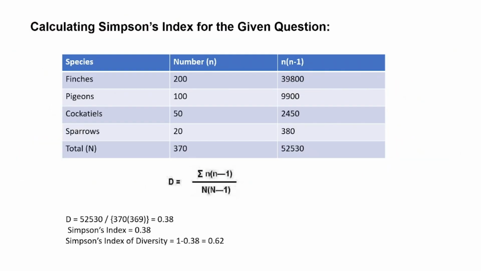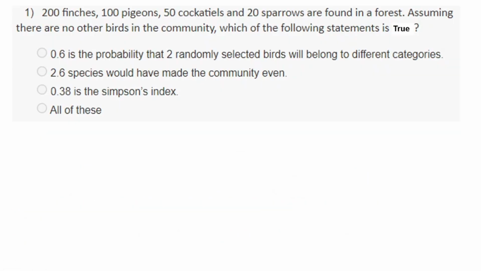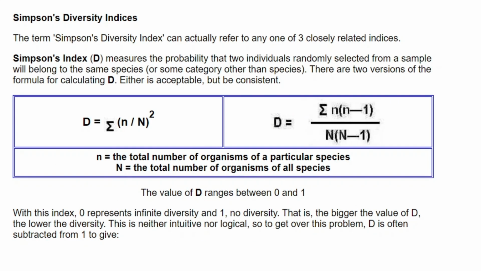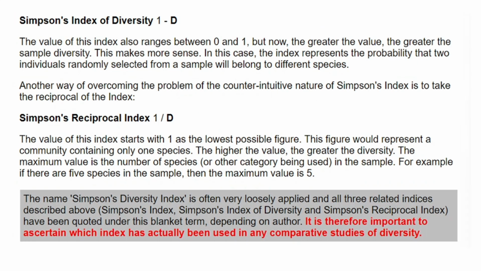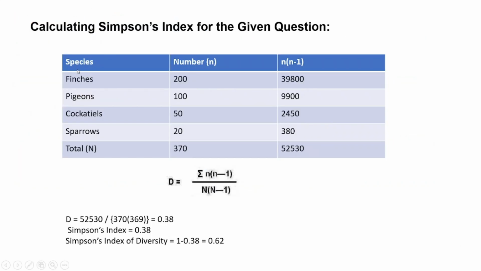So if you're calculating for this question, do you remember, in this particular question there were 200 finches, 100 pigeons, 50 cockatiels and 20 sparrows. So if you put the values into the formula, what we see is that there are 4 species, 4 types of birds. These are the numbers of the different types of birds, and we have the formula. So we have done n minus 1. As you can see from this formula, we get the Simpson's index to be 0.38. That is the probability that 2 randomly selected individuals will belong to the same species.